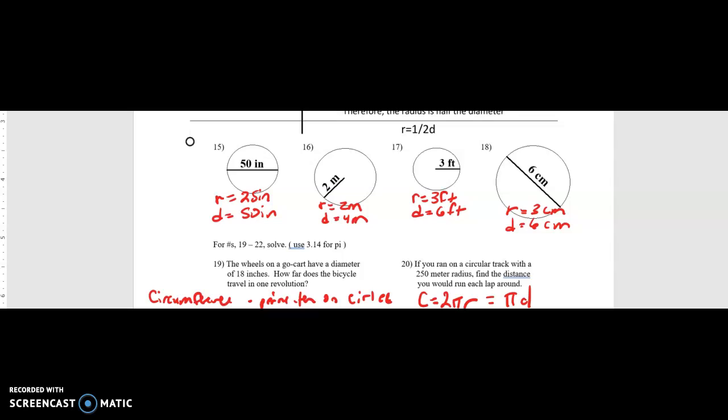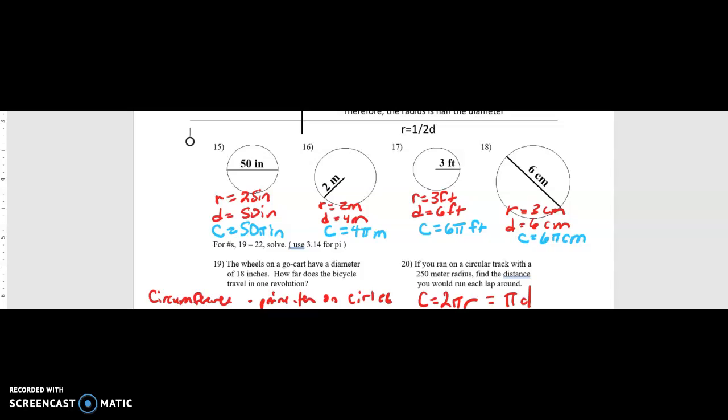So here, in blue, if I'm going to figure out the circumference of this number 15, it's going to be pi times the diameter. So it's just going to be 50 pi inches. Similarly here, the circumference of this circle is going to be 4 pi meters. The circumference of this circle equals 6 pi feet. And the distance around number 18 is going to be circumference equals 6 pi centimeters. Again, I can estimate it by plugging in 3.14 instead of that pi, but right now I'm just going to list it like that.